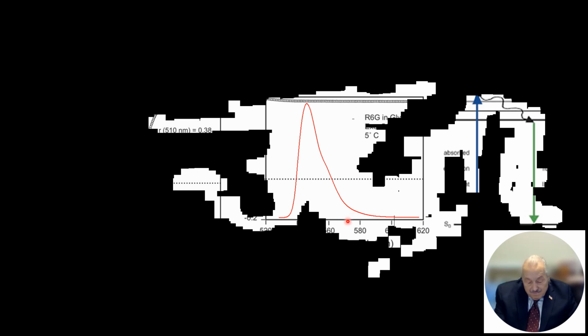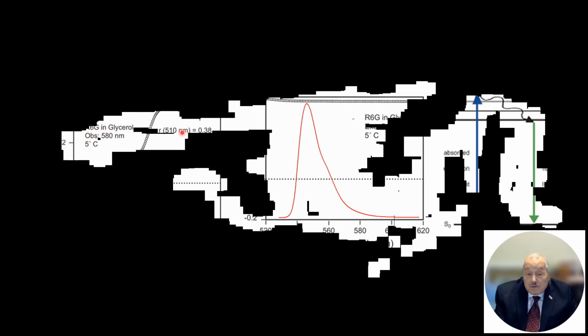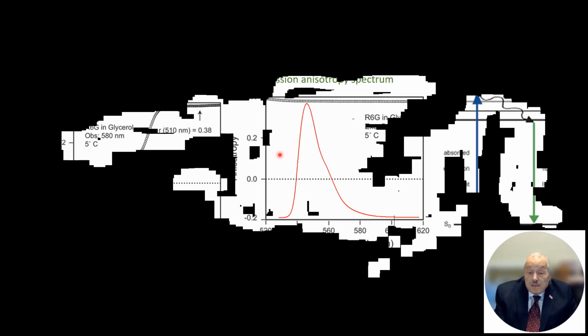But in any event, we really never measure the anisotropy spectrum, and for that reason, many times anisotropies are measured through emission filters, where the emission filter would be chosen to cut off all of the scattered light that would occur wherever the excitation is.